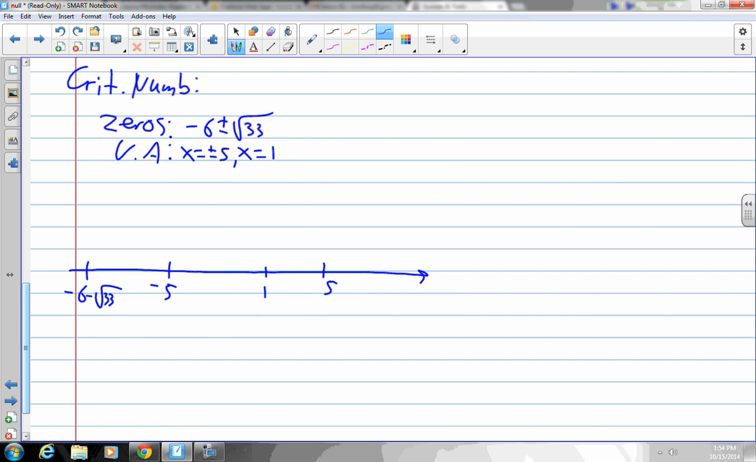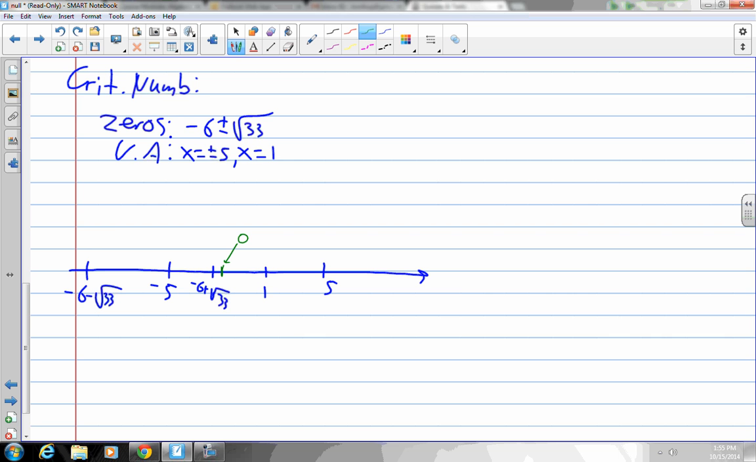So here's negative 6 minus square root of 33, right? Now, what is the square root of 33, roughly? Between 5 and 6, right? So negative 6 plus something between 5 and 6 is something negative. So it's somewhere here: negative 6 plus square root of 33, and it's to the left of 0. The 0 is here somewhere. Okay?